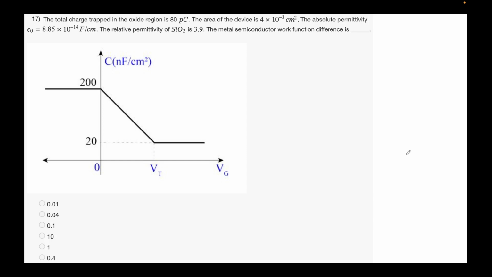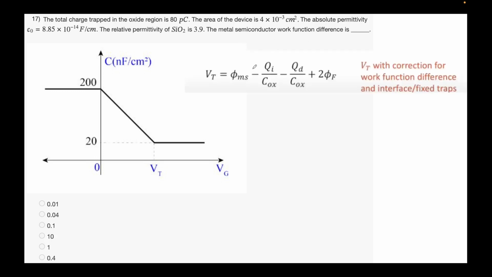So let's quickly, we're running out of time. I want to solve a problem or two of this. So let's quickly do this. So total charge trapped in the oxide region is 80 picocoulombs. All right. And the area is given, the permittivity is given. What is this metal-semiconductor work function difference? So we know this.